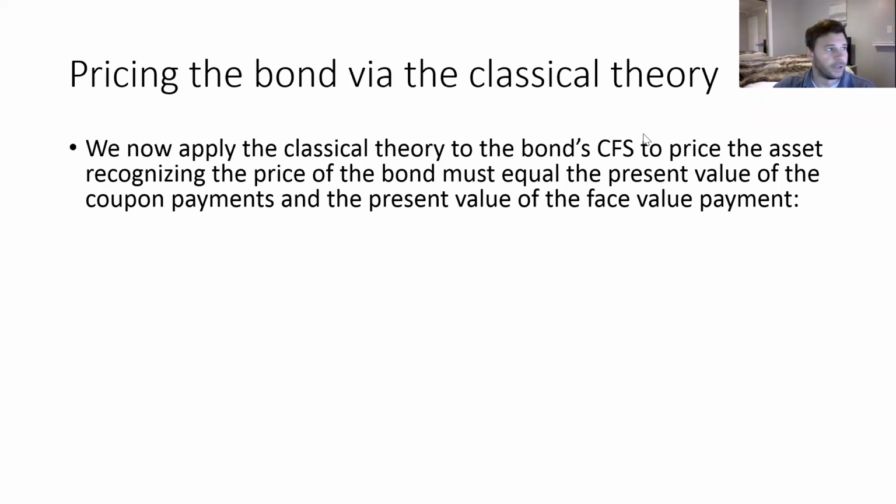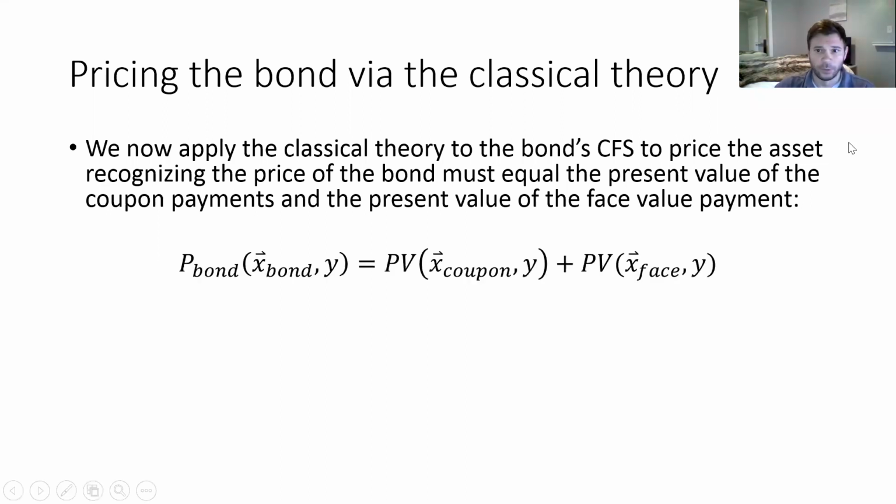So the argument we're making here is essentially the following: the price of the bond itself has to reflect the value of all the payments that you collect from owning it. So we would take the present value of all those coupon payments, add that to the present value of that face value payment. And note here, I'm using Y as the variable to denote the interest rate.